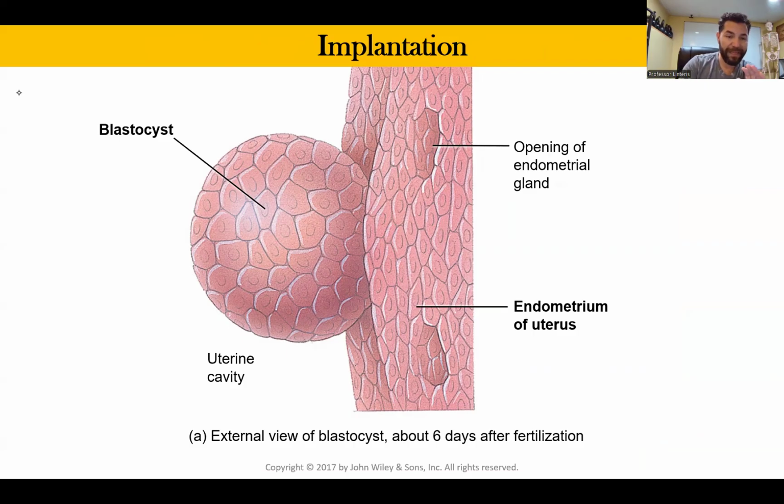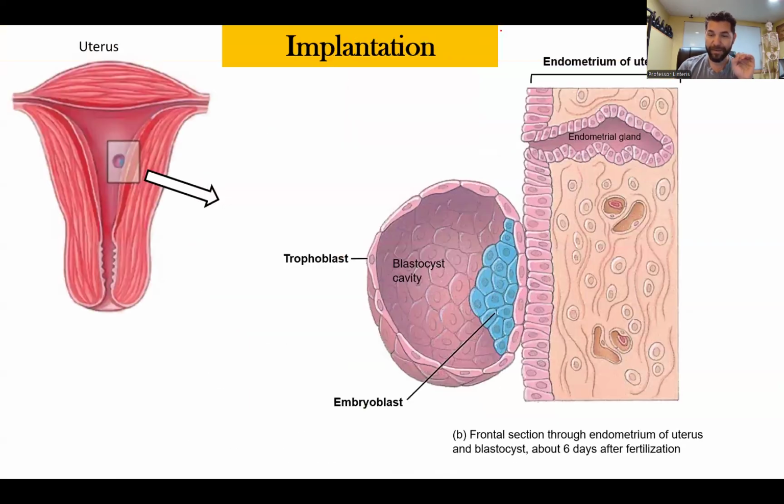Implantation is when the blastocyst adheres to the endometrium of the uterus. This is what we call implantation. It has implanted itself into the endometrium, and obviously that endometrium is in the secretory phase, right? It's got all these endometrial glands. It's well prepared to receive such a blastocyst. So it adheres.